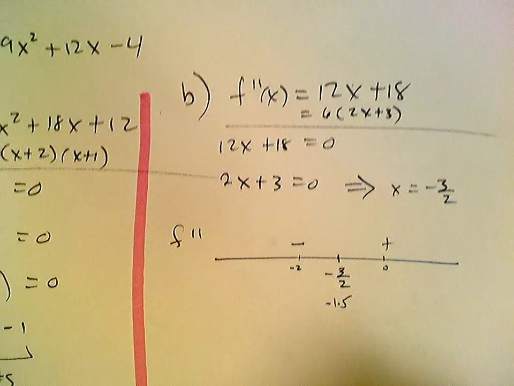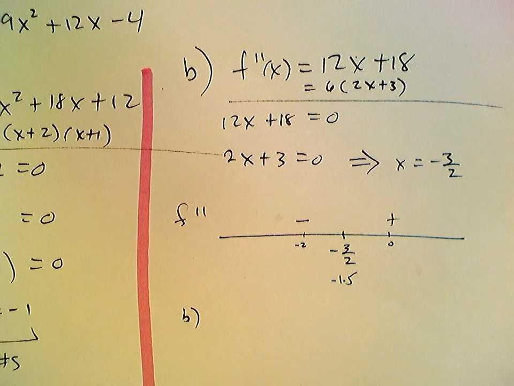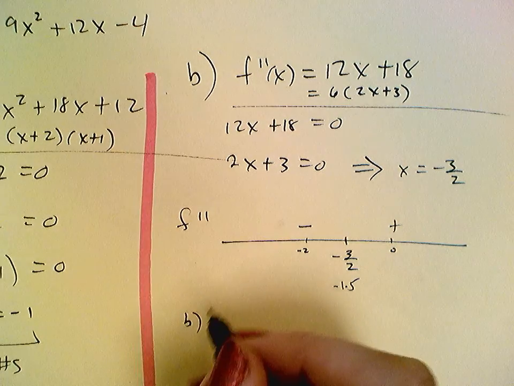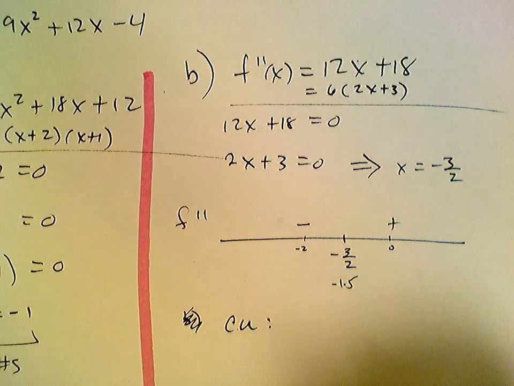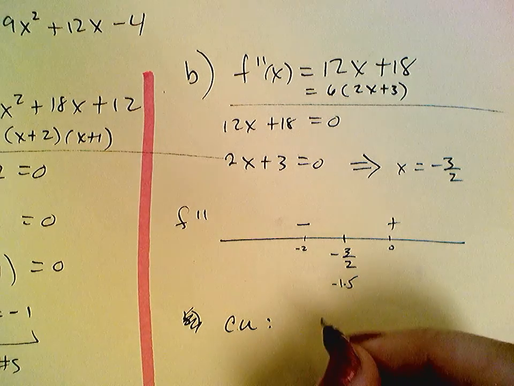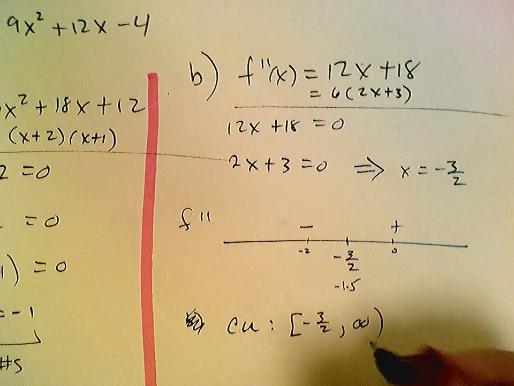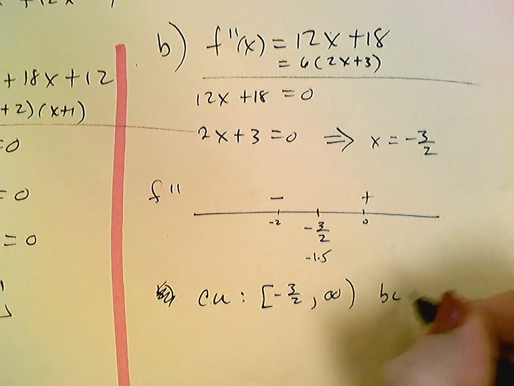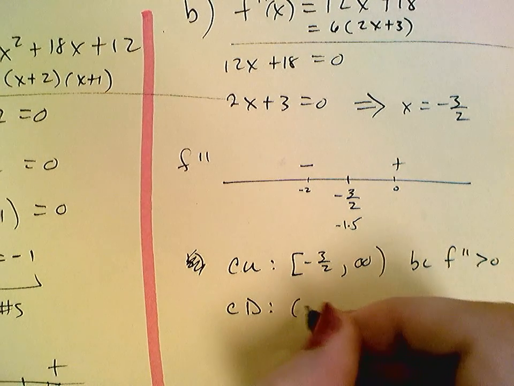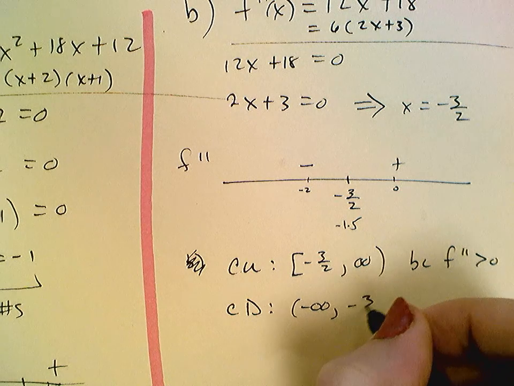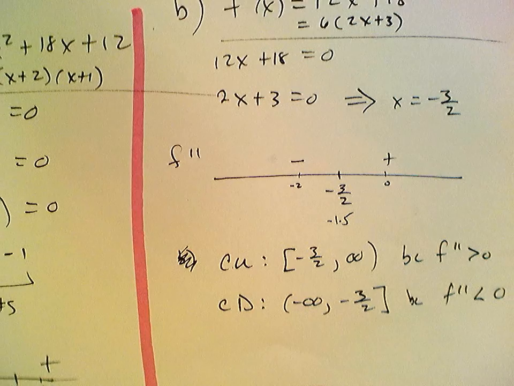So for part B, they're asking, oh, wait, B and C. Okay, so I want concave up or concave down. So concave up from negative 3/2 to infinity. And they didn't ask why, but I'll say because f double prime is greater than 0. And concave down from negative infinity to that, because f double prime is less than 0.